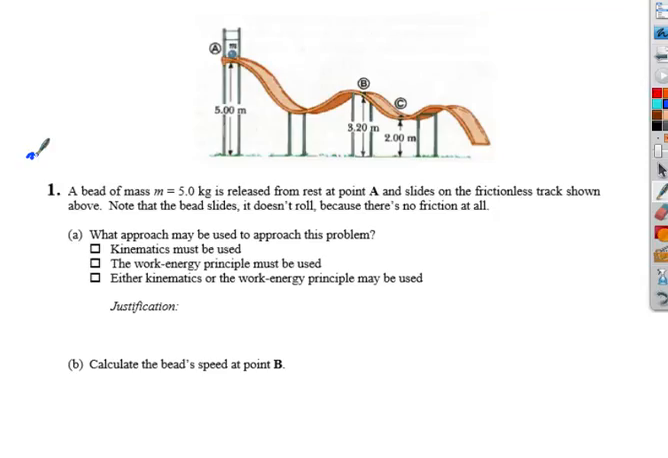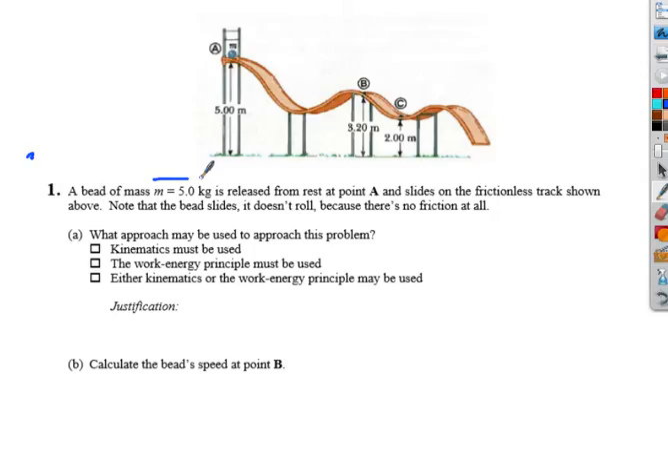We are looking at another problem to do with the work-energy theorem. It's definitely going to come into play here. We can see we have this marble sliding down the ramp, going up and back down, a little track basically. And we have the mass of this bead. I'm going to keep calling it marble. 5 kilograms. It's released from point A, slides on the frictionless track shown above.